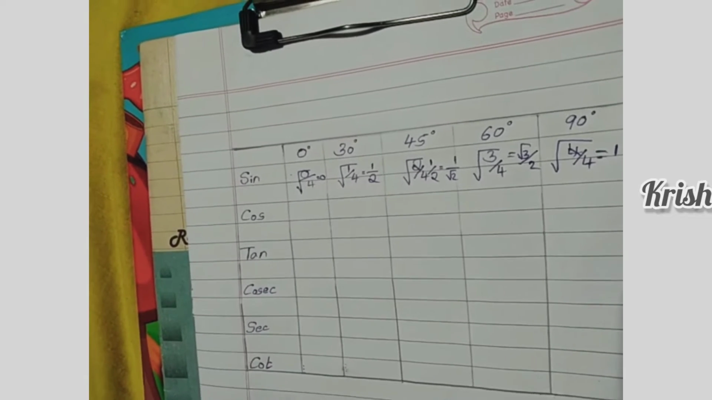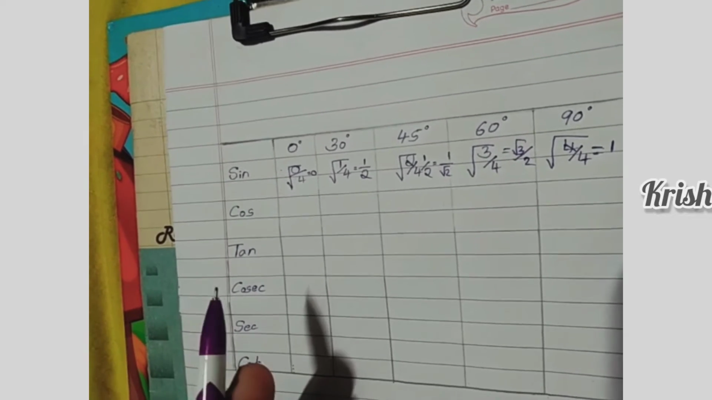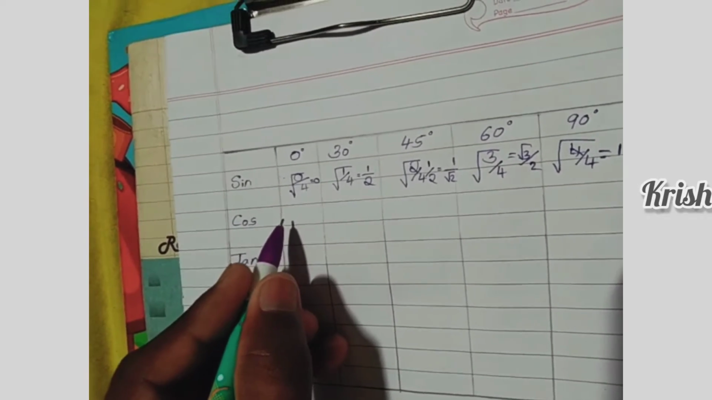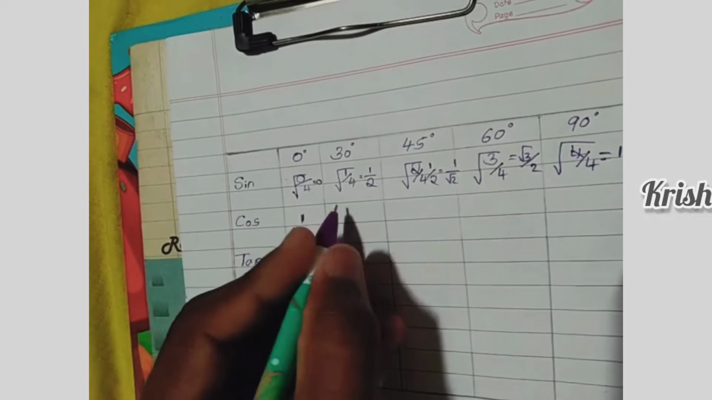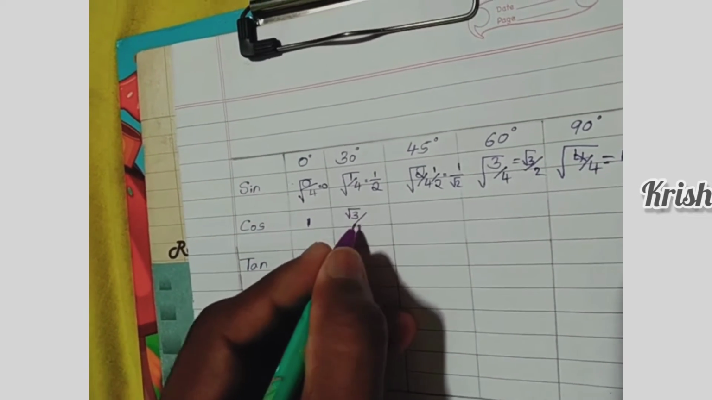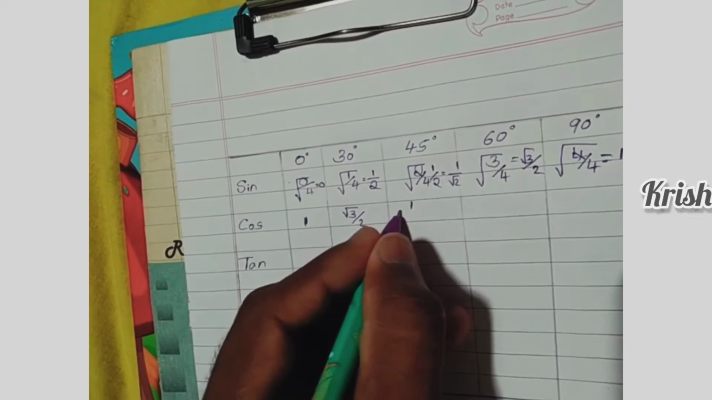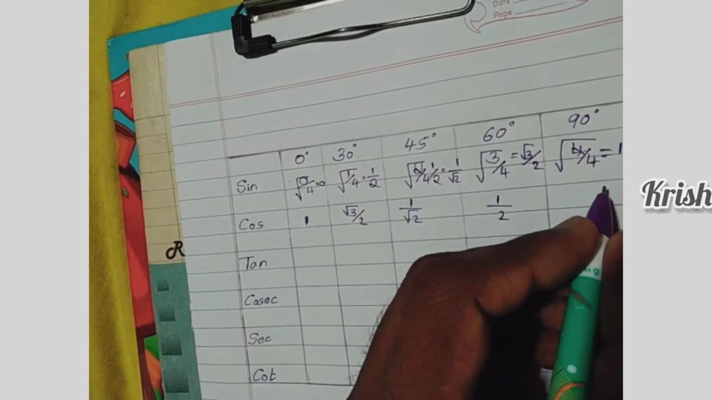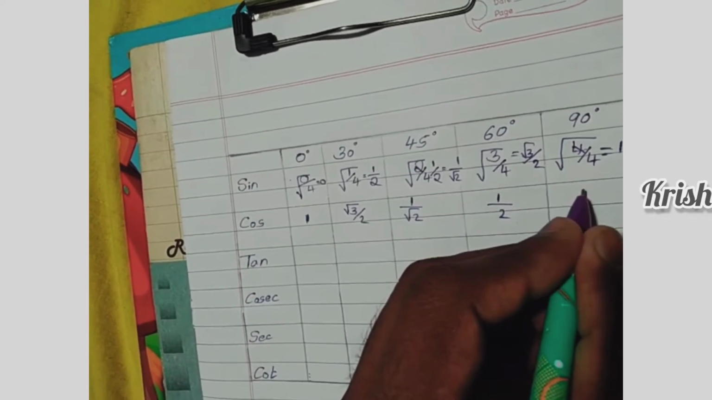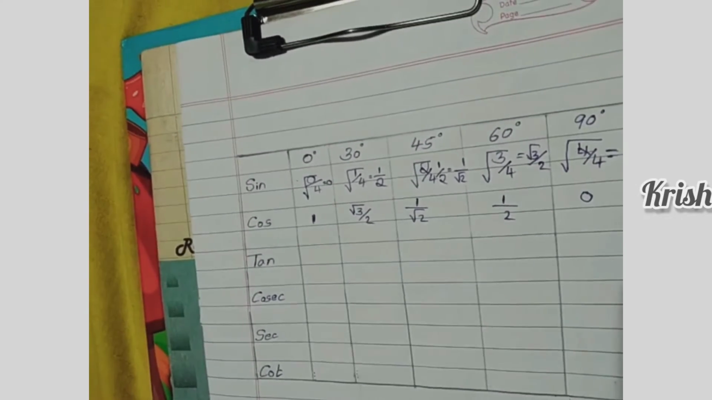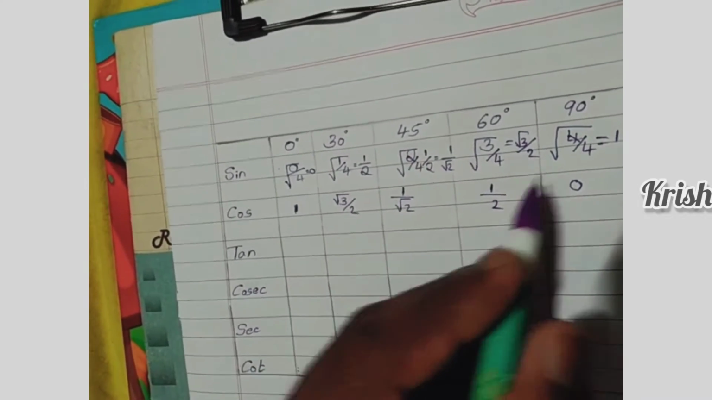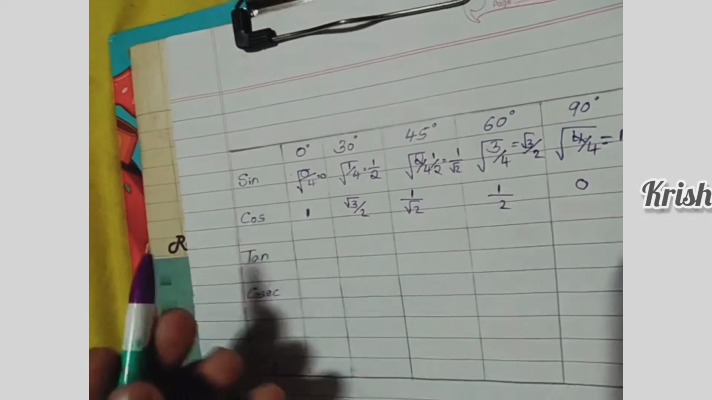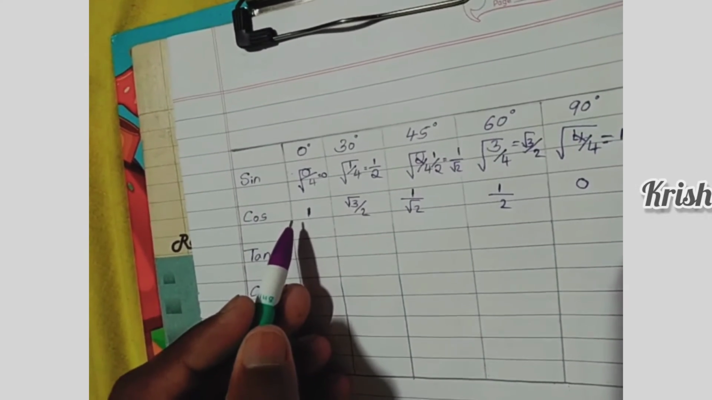Same. To find the cos values, the sine values we got are written in the reverse order. Cos 0 degree 1, cos 30 degree root 3 by 2, cos 45 degree 1 by root 2, cos 60 degree 1 by 2, cos 90 degree 0. The same sine values we had got, written in the form of reverse. Sine 90 degree 1 but cos 0 degree 1. Same.